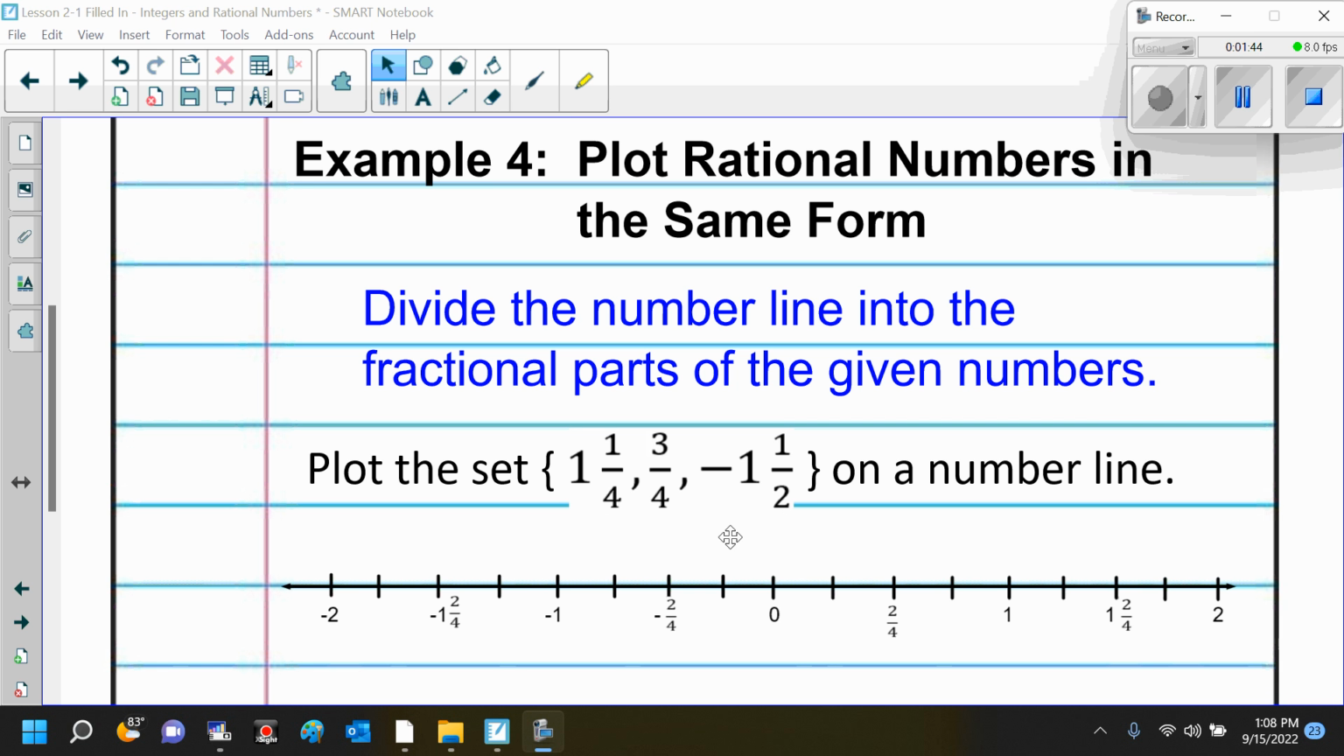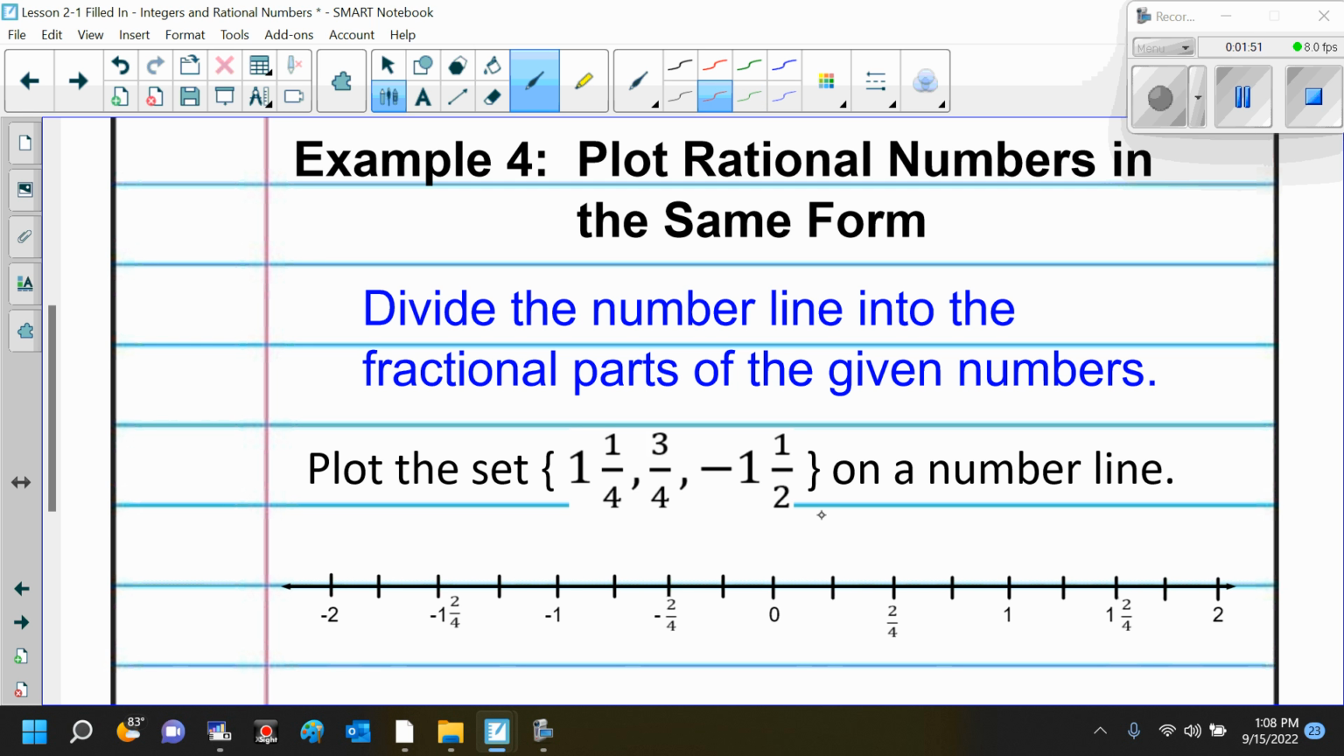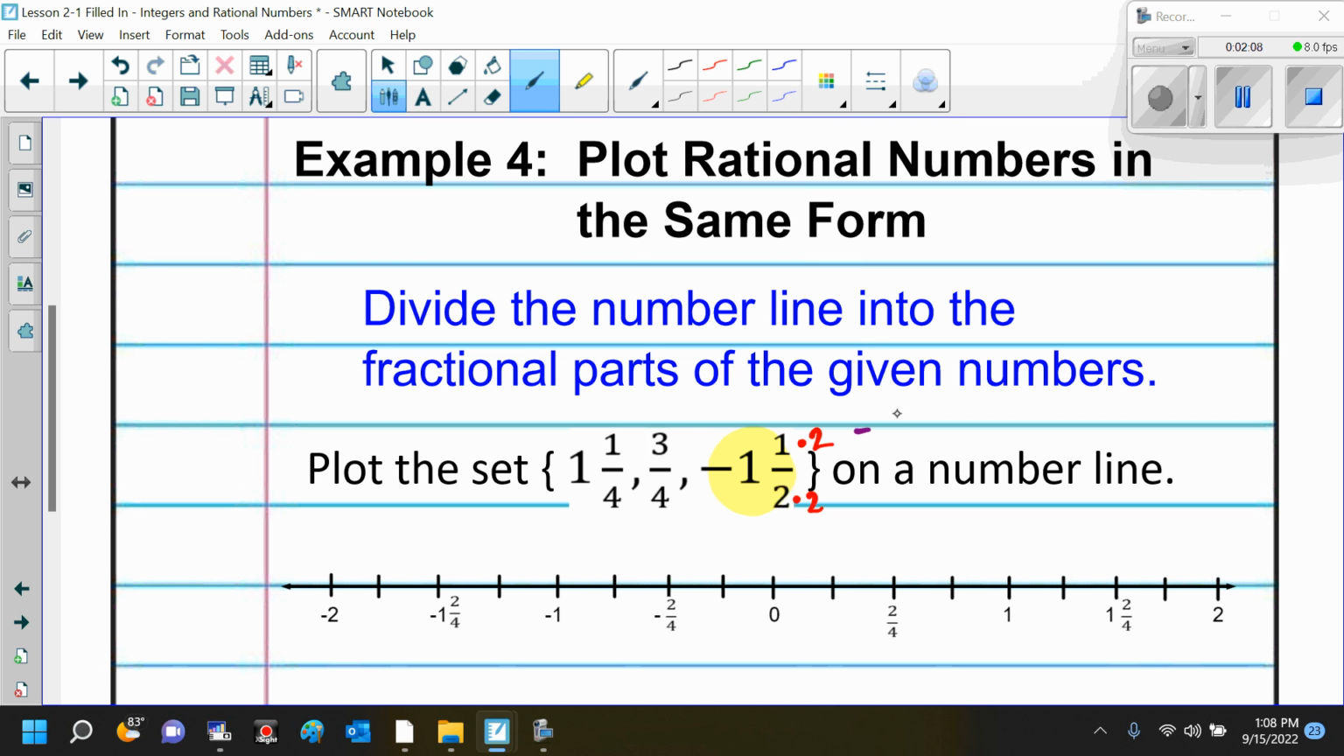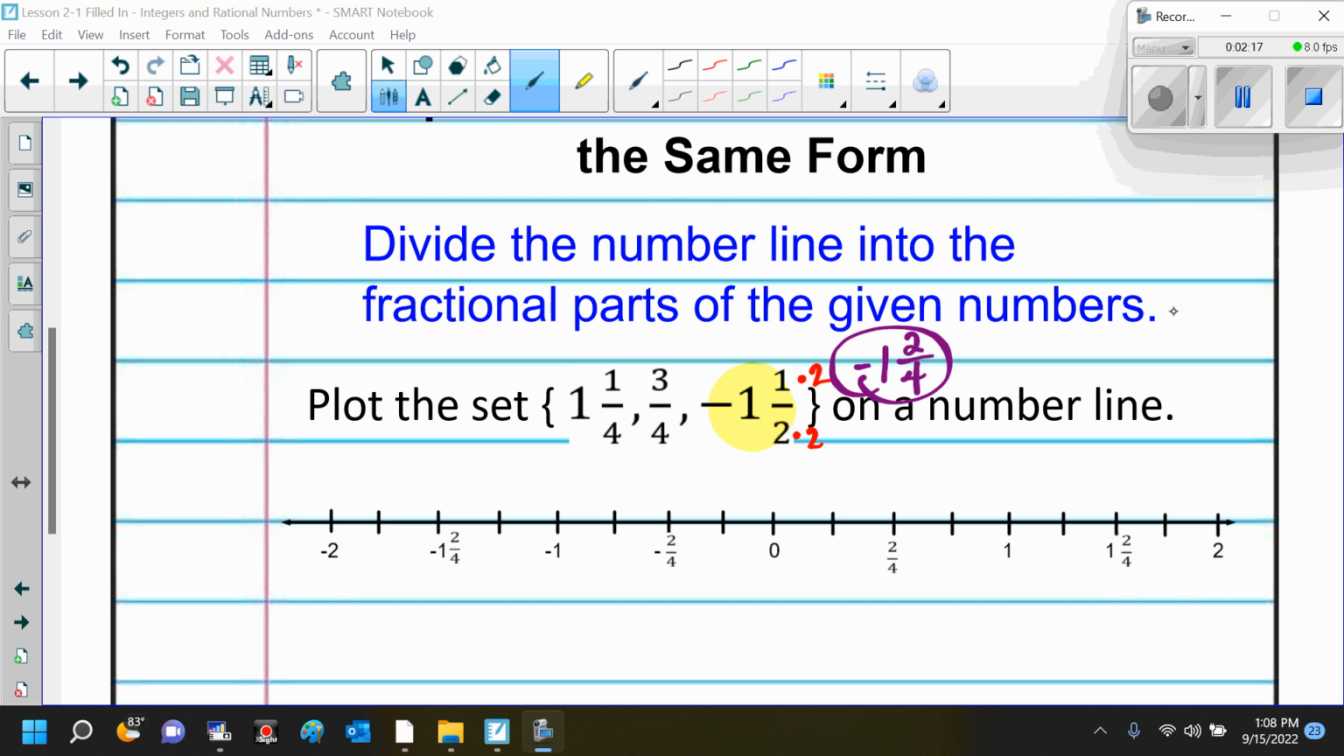So the common denominator is 4, so how do I make 1/2 with a denominator of 4? What do I need to do to it? Very good. In the numerator and the denominator. Is everybody with me? So this -1 1/2, when we graph that, is going to be a -1 2/4. Very good. That's what we're going to put on our number line. Okay? So let's graph on our number line.